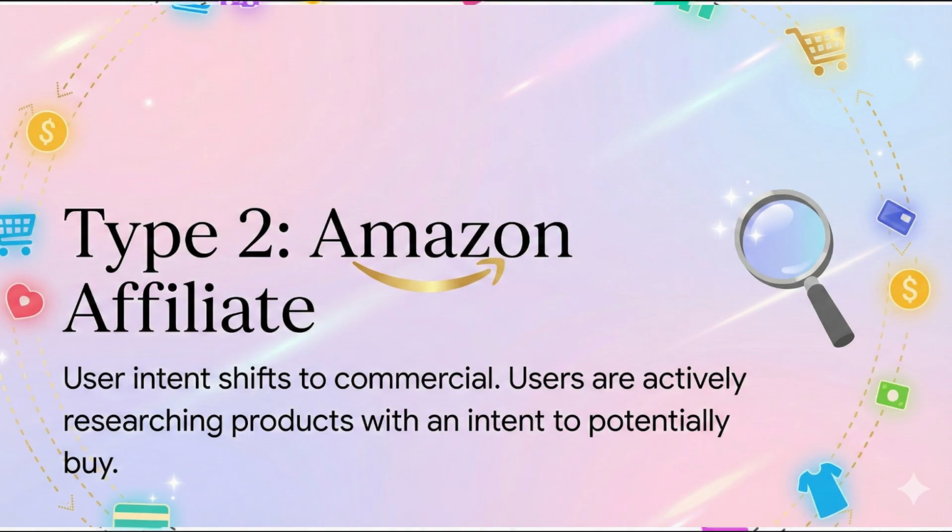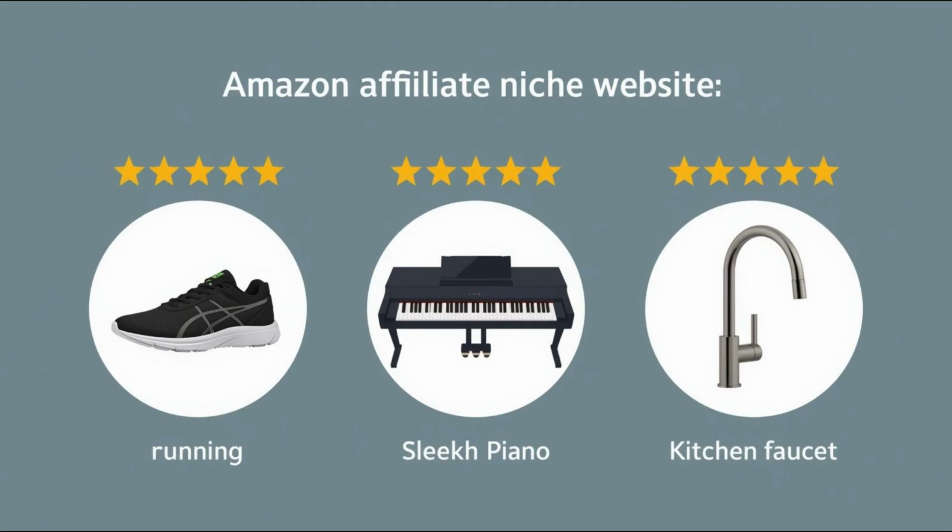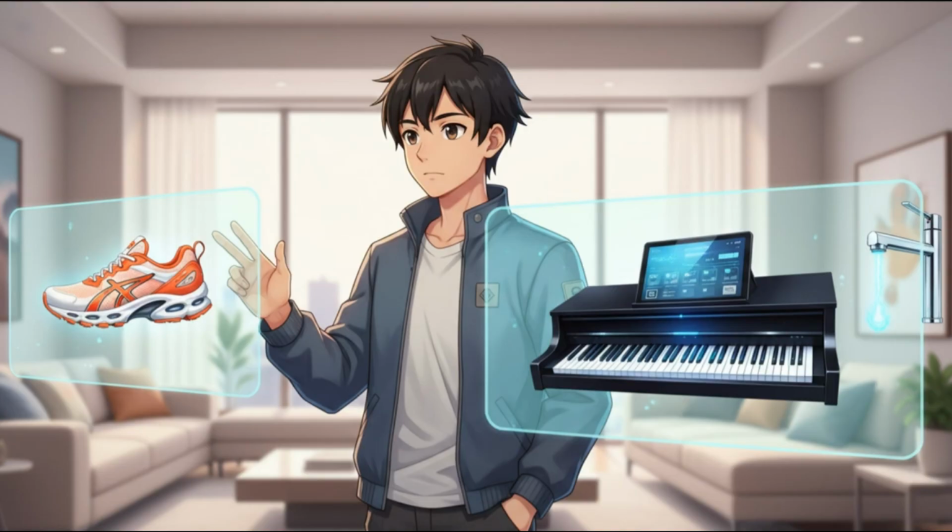Next up, our second type, Amazon affiliate niches. And right away, you can see the intent has totally shifted. We've gone from informational to commercial. With these sites, the user is actively researching products, and they're probably thinking about buying something. And you've definitely seen these before. Searches like best running shoes, best digital piano, or best faucet. You know, the classic best of articles. The user is in shopping mode, comparing their options before they make a decision.